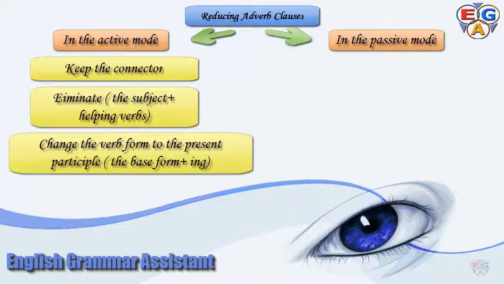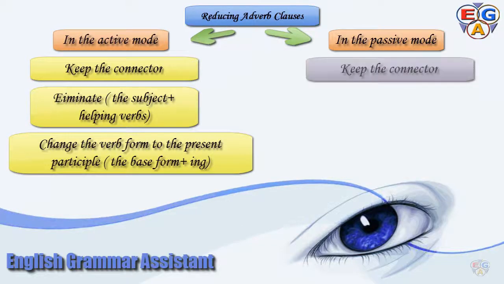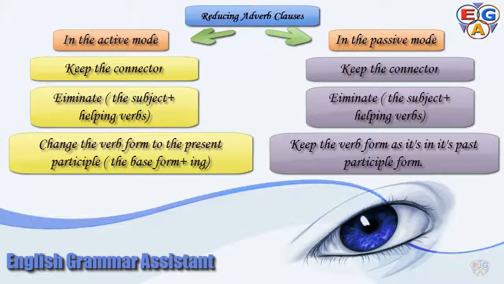When the verb of the adverb clause is in the passive mode, we keep the connector, eliminate the subject, plus helping verbs, and keep the verb form as it is in its past participle form.